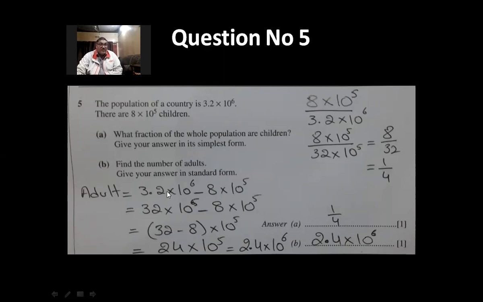In other words, I will move this decimal here, and the power will decrease by 1. So you have 32 x 10^5 minus 8 x 10^5. I can take 10^5 common from both terms. Inside the bracket you are left with (32 minus 8) x 10^5. 32 minus 8 is 24 x 10^5. So this decimal moves one step to the left, and you will have 2.4 x 10^6. So this many are the adults. Hopefully you understand this is question number 5.